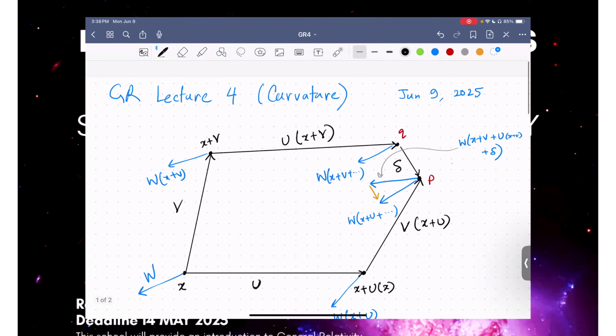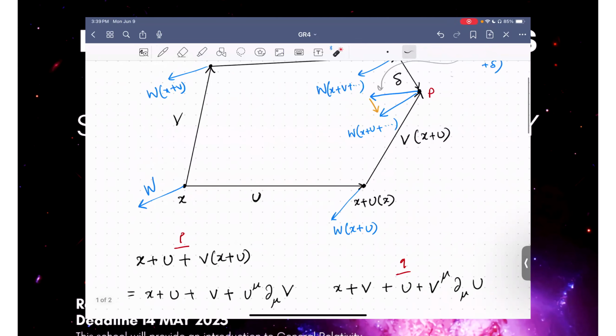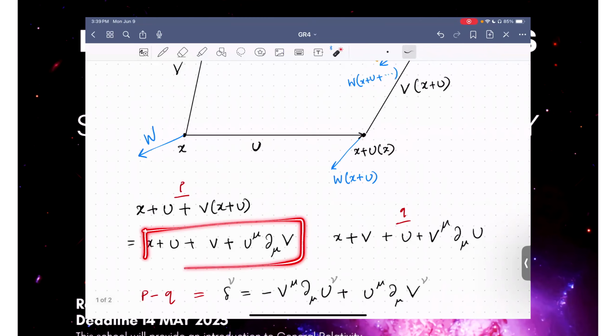And can you please explain why we can't end up on the same spot? Well, that's easy. So, as I was saying, what is P? So P is you start at X, then you first add U, and then you add V evaluated at X plus U, right? So if you do that, you find this expression, X plus U plus V, and then derivative of V with respect to U.